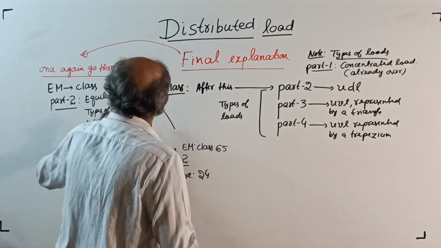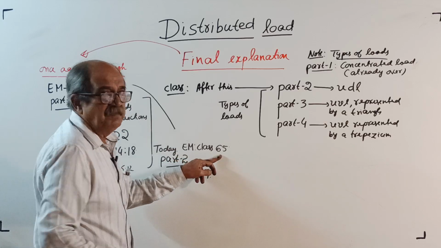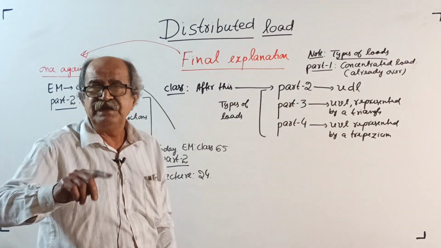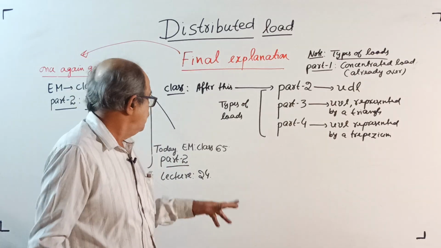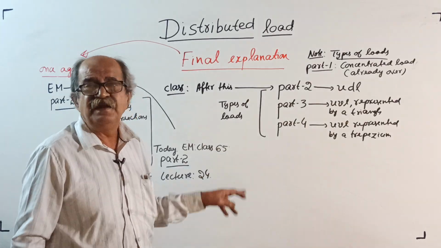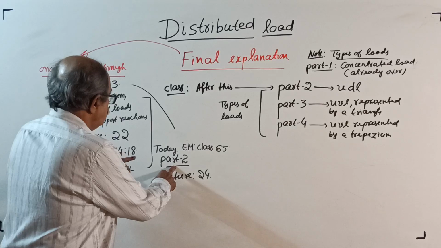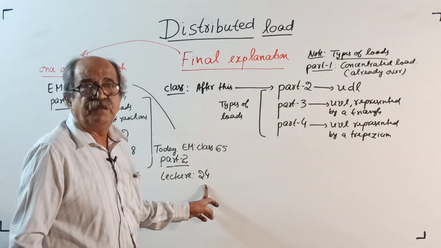Today's class is Engineering Mechanics class number 65. Starting from the beginning, in part 1, part 2, part 3, part 4, the lecture number will change, but this number will keep on increasing till it touches 300, 400. We are in part 2. Today's class is lecture number 24.